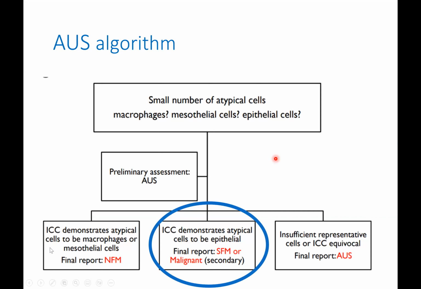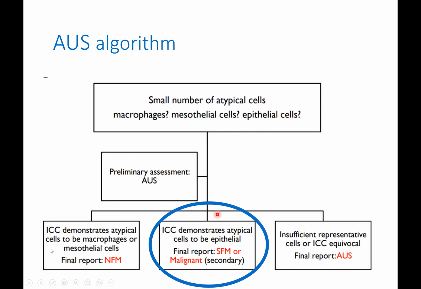The international system does allow us to go through an algorithm to help to sort out how these cells might be reported. So say we've got a small number of atypical cells like this situation. Are they macrophages? Well, they don't look like that. Could they be mesothelial cells? Unlikely. Are they epithelial cells? Probably. So we probably at first could say these are atypical cells of undetermined significance, just as there's only a few of them.